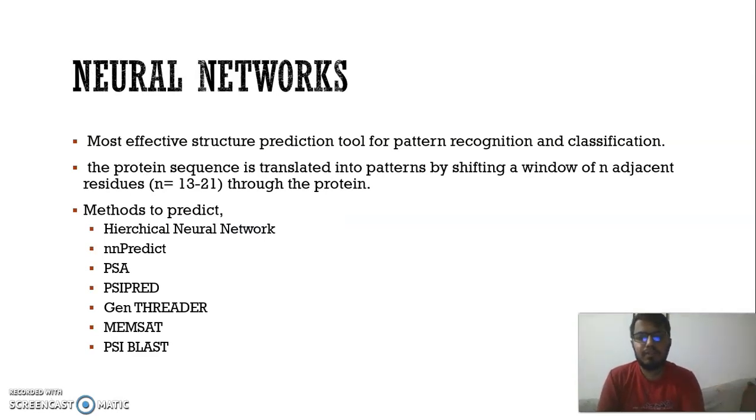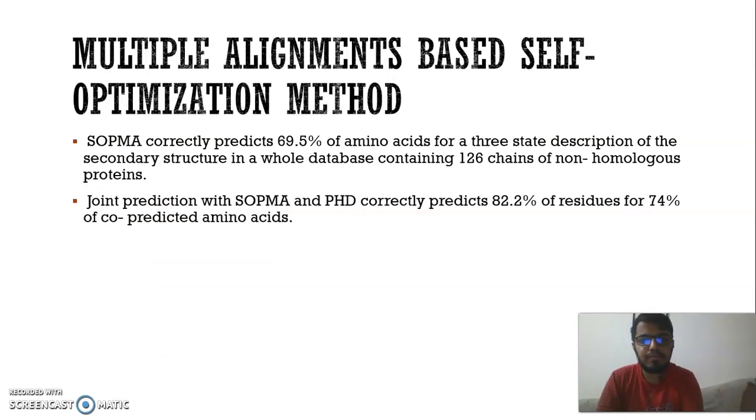Now, neural networks are the most effective structure prediction tool for pattern recognition and classification. The protein sequence is translated into patterns by shifting a window of n adjacent residues through a protein sequence. Now, there are various methods by which we can do it. The details of these methods are beyond the scope of this presentation, but we can discuss them in another video. The methods are given here, like hierarchical neural network, NNPredict, Cypred, GenThreader, Cyblast, etc.